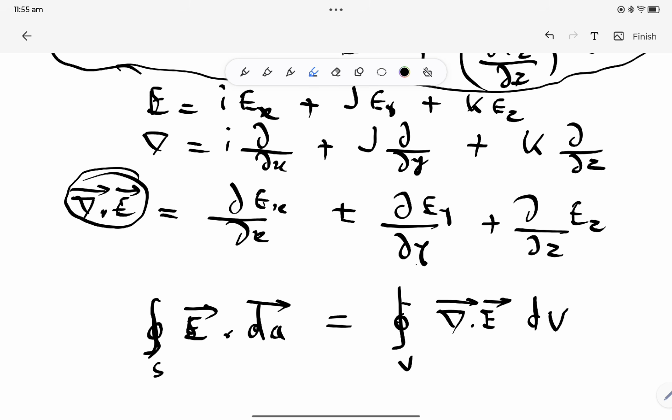Just remember that when you calculate electric flux, there are two ways, and the two ways are equivalent. They are equal. On one side you have the calculation of the integral on the surface S, on the other side you have the calculation of the flux integral throughout the volume.